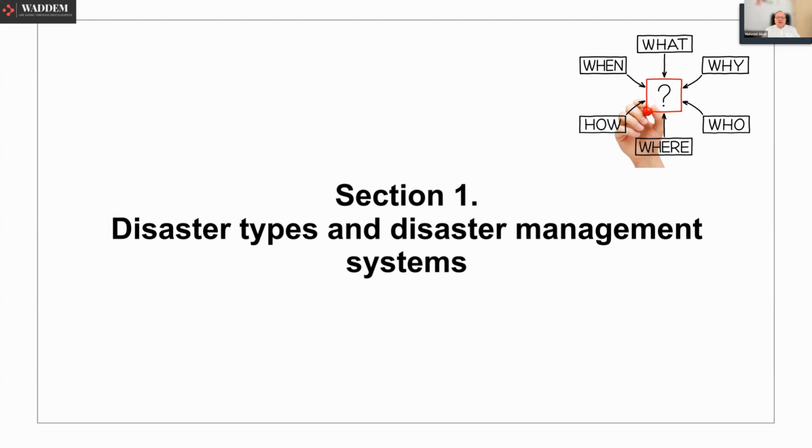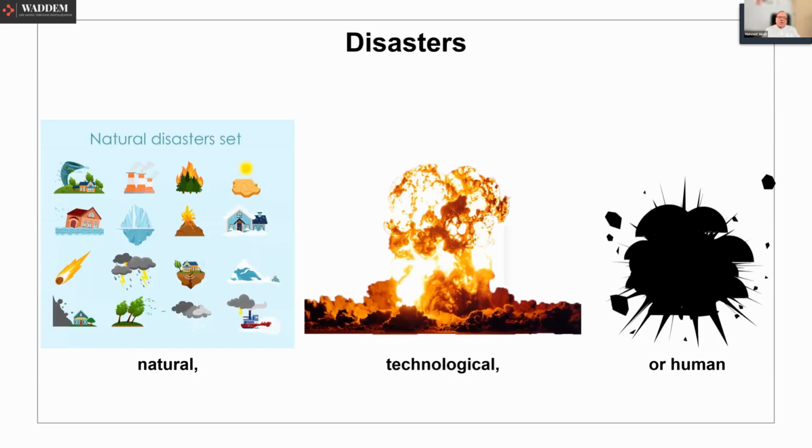Let's talk about disaster types and disaster management systems. Disasters can be caused by natural, technological, or human reasons. Natural disasters can be of different kinds, from tsunami to earthquake, and so forth. Technological disasters can be caused, for example, by explosions of factories. And human-caused disasters can be, for example, caused by a terrorist attack.